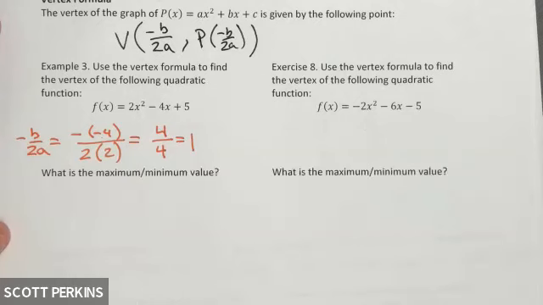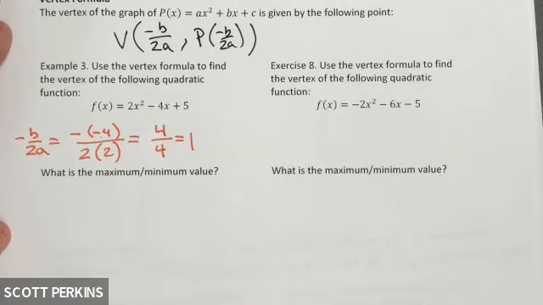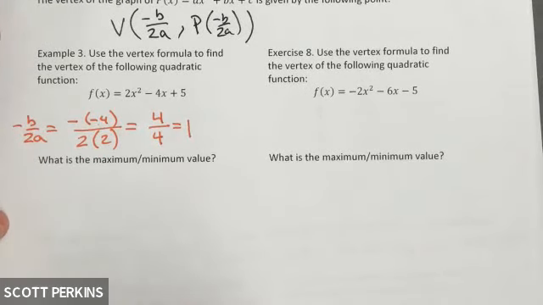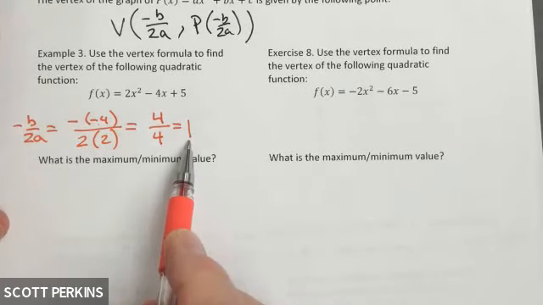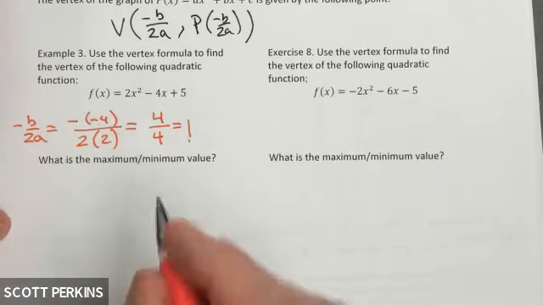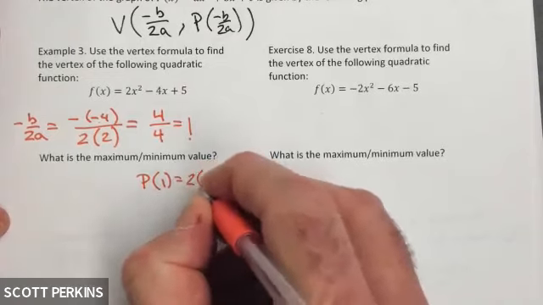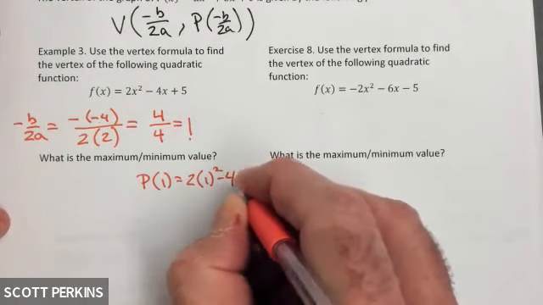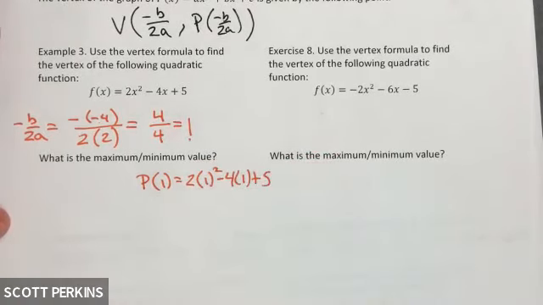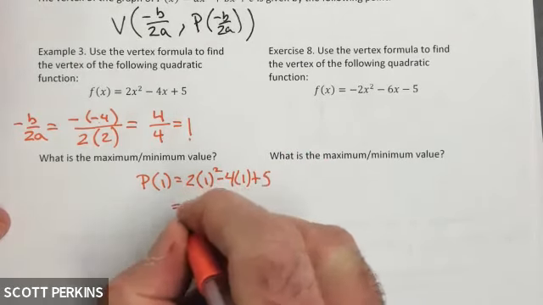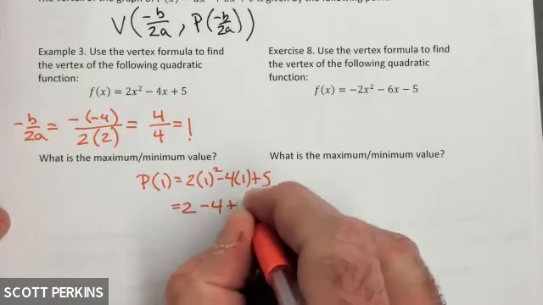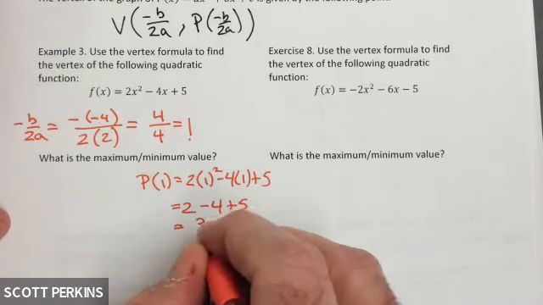The y-coordinate of the vertex, I'm going to use some of this white space down here because I didn't really leave myself enough room. Sorry about that. What I'm going to do is take this x value of 1 and plug it into the function. So what is the function value at 1? Well, it is 2 times 1 squared minus 4 times 1 plus 5, just a little plugging and chugging. So that's 2 minus 4 plus 5. That's equal to 3.